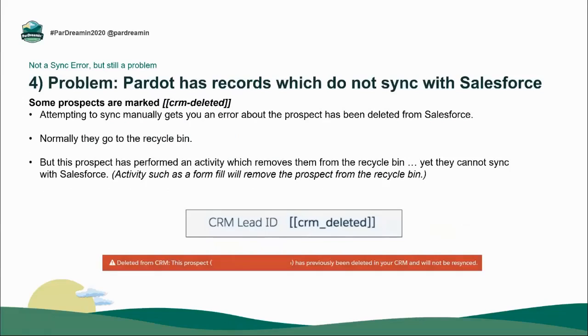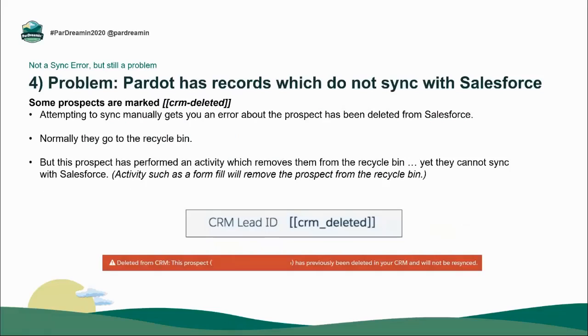From Salesforce's point of view, Salesforce just puts them in the Salesforce recycle bin, and they get deleted after a period of time. With Pardot, deleting the record does drop them in the Pardot recycle bin, but Pardot does not automatically purge its recycle bin. It just stays in the recycle bin, with this flag of CRM Deleted.